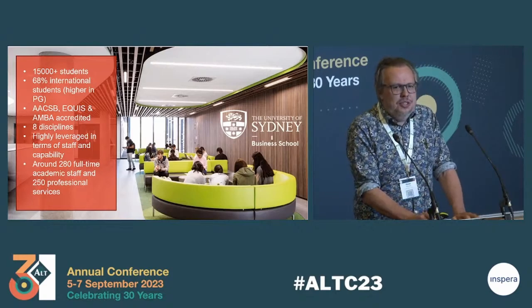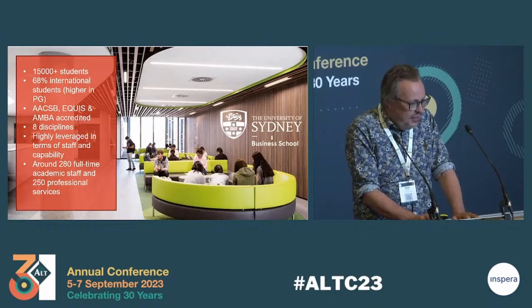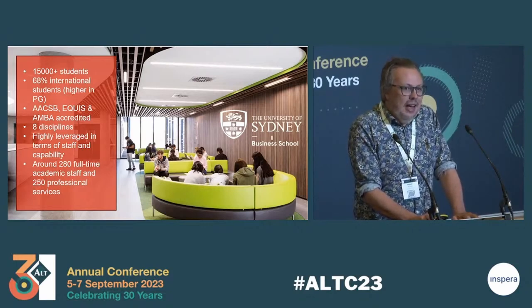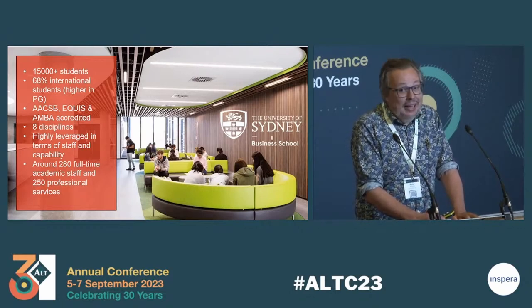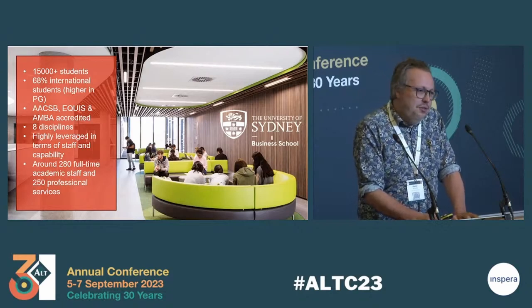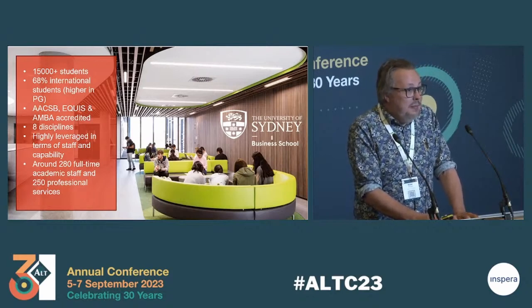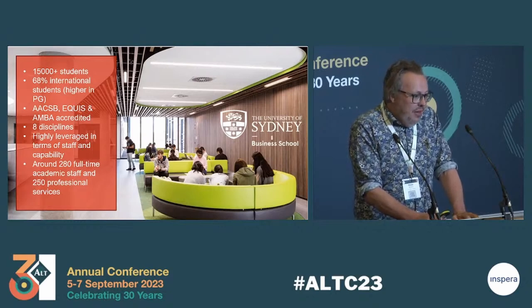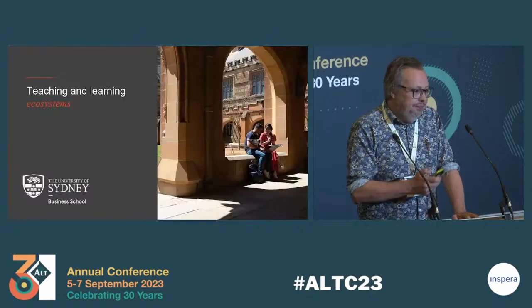We're highly leveraged in terms of staff. We have 15,000 students. As I said, we run about 300 units of study every semester. We have 288 full-time academics. So we don't actually have a lot of academics to deliver that kind of program. So we run big classes. Our largest unit is our postgraduate core unit, which has 2,200 students in it in its biggest semester. So they're big classes with big numbers in there. That makes the challenges that we face quite complex.